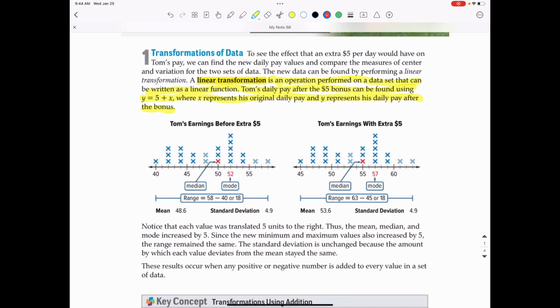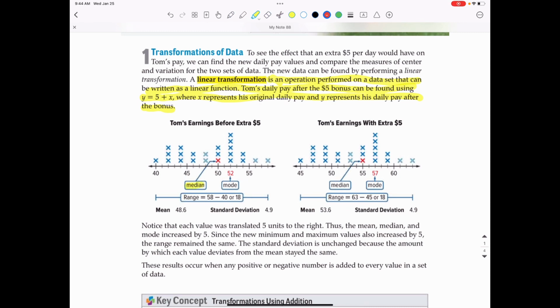Notice that the shape of the distributions are exactly the same. It does shift all of his wages $5 to the right on the number line, but again, the shapes are exactly the same. Notice the median before his bonus is 50, and the median after his bonus is 55. So we could find the new median by adding the $5 to the old median. That is true for the mode as well. The mode before the $5 was 52, after the $5 is 57.